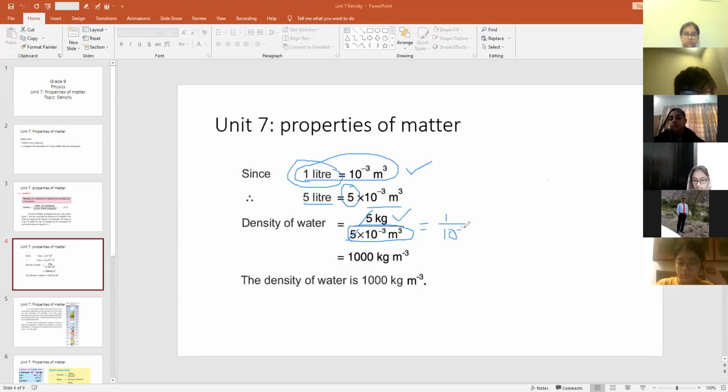So as this 10 raised to minus 3 will go on the numerator, we will get the positive value, that is 1000 kg per meter cube. So the density of water is 1000 kg per meter cube. So the density of water is always 1000 kg per meter cube. With the help of volume and mass, we can easily calculate the density of any object.